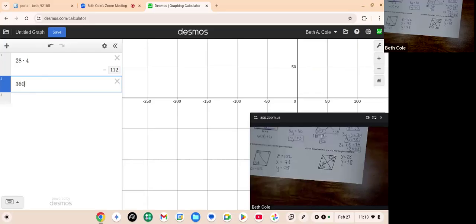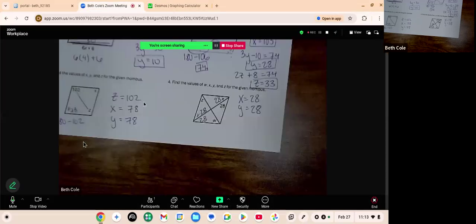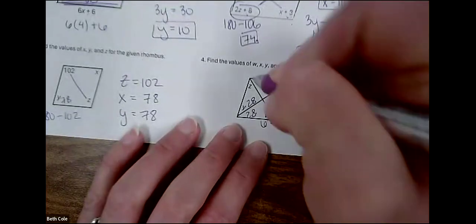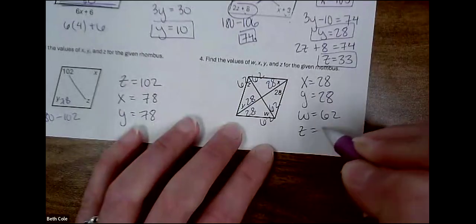Now, who remembers what they should all add up to the whole way around? 360. Good, because it's bigger than a triangle. So I'm going to do 360 minus the 112 I just got. I got 248. And then I have to split that 4 ways. All right, so I'm going to take my 248 and divide it by 4. All the rest of the angles are 62. All right, so when we go back to our picture, everything else is going to be 62. So this is 62, W is 62, Z is 62.